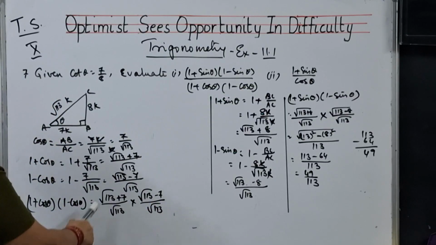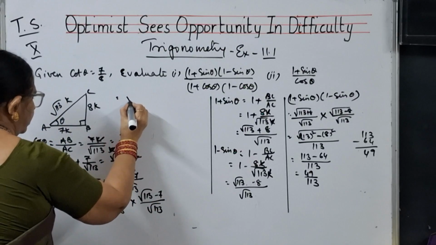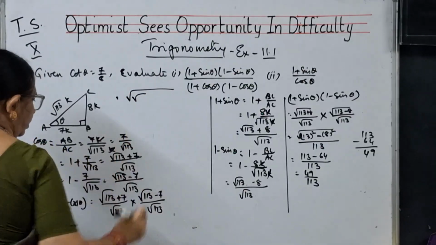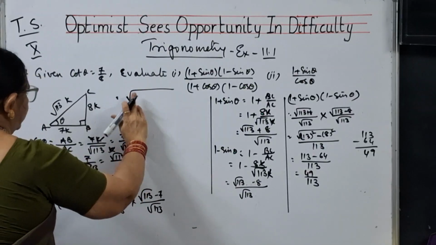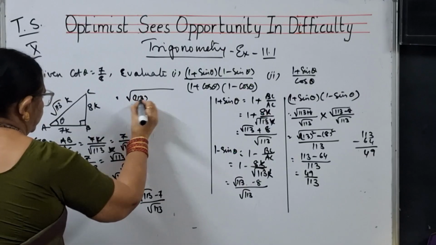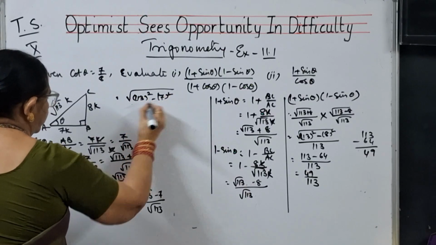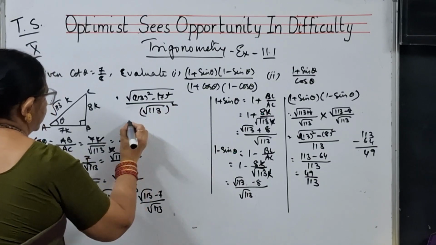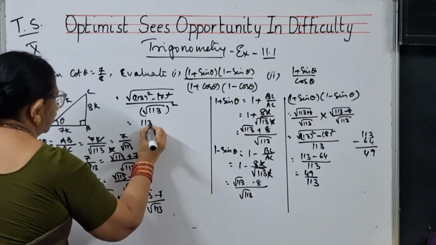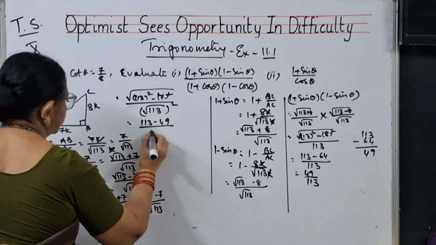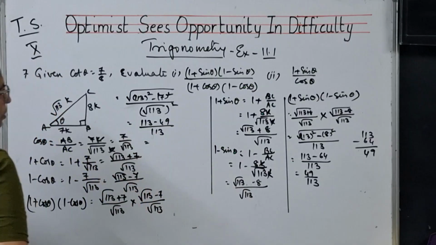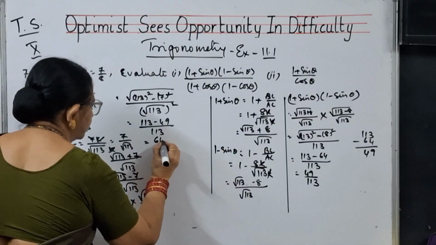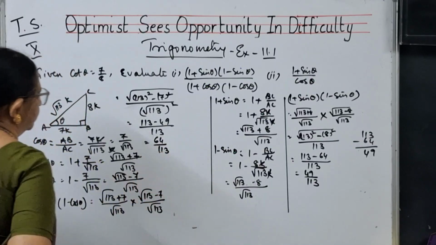So this means what, children? A plus b into a minus b, you have got root 113 whole square minus 7 whole square by root 113 whole square. So this means you are getting 113 minus 49 by 113. So from 113, if you subtract 49, see, 113, if you subtract 64, we got 49. So here you will be getting 64 by 113.